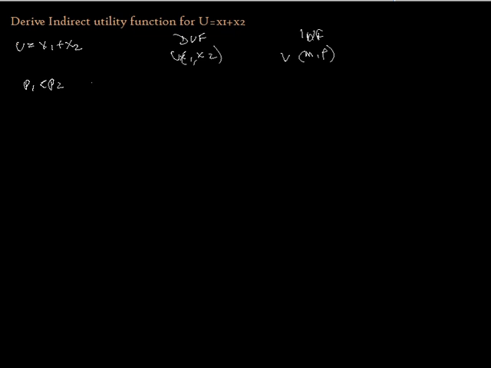So P1 is less than P2. I'm deriving it for X1. So this is M by P1. You are consuming all of X1. If P1 is greater than P2, you're not consuming anything of X1 and you're consuming all of X2. If P1 is equal to P2, you'll be consuming anything between 0 to M by P1, that is all of x1 or all of x2 or some convex combination of x1 and x2.